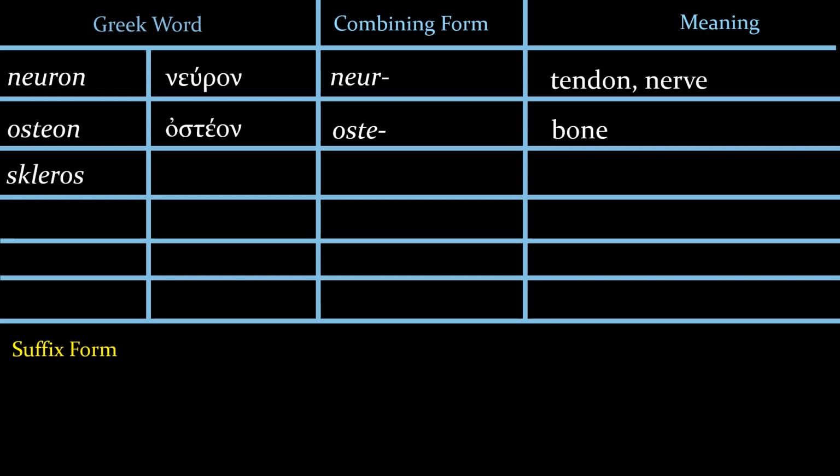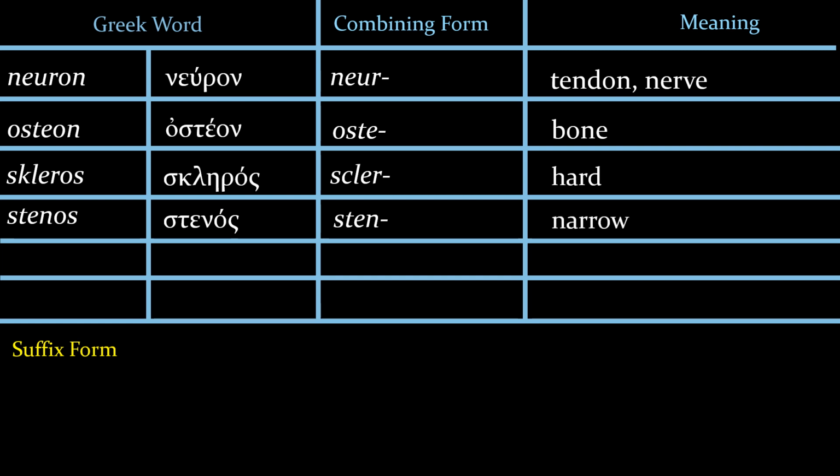Next we have scleros, and for those of you who can read the Greek, scleros. SCLER is our combining form, and this means hard. Next we have stenos. STEN is narrow, so you may have heard of a stenographer in a court, someone who can write in narrow spaces.